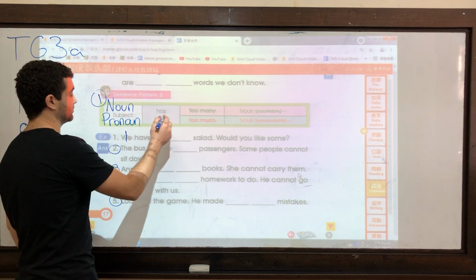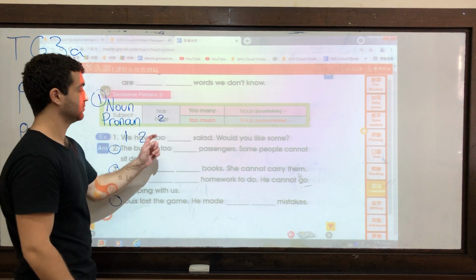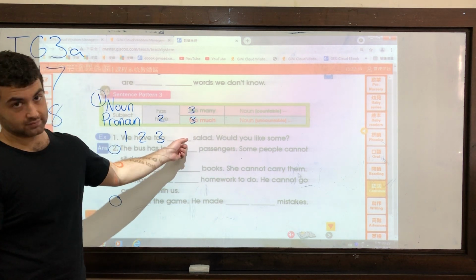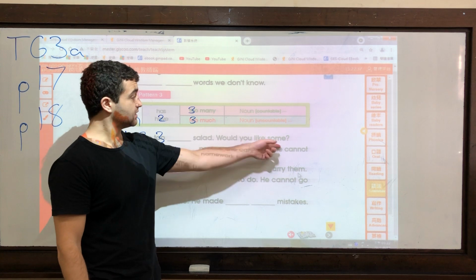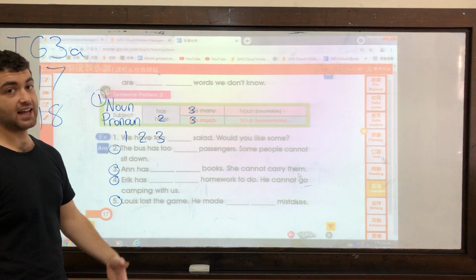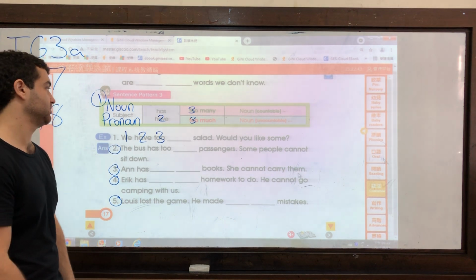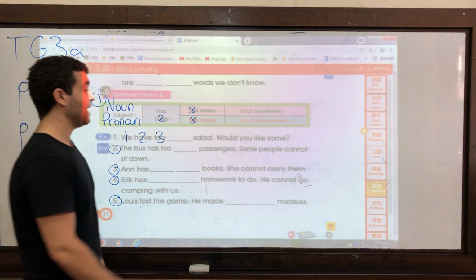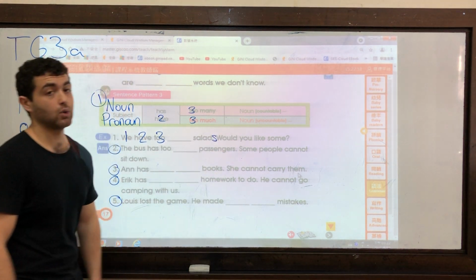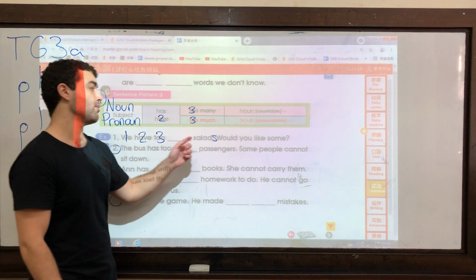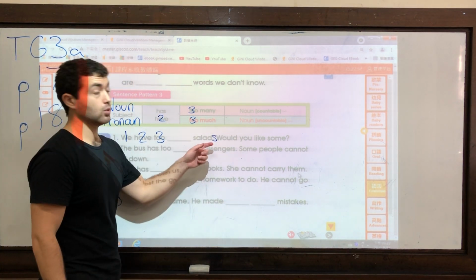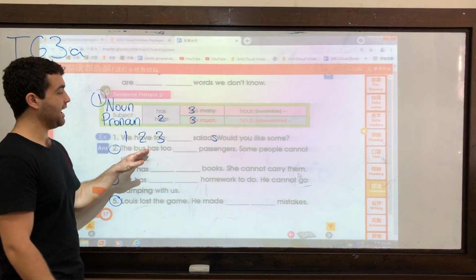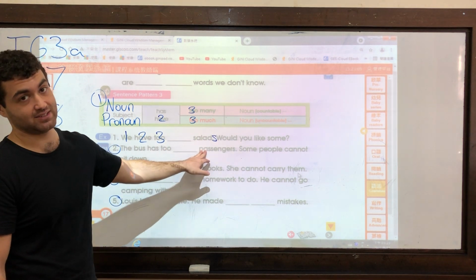We have 2 salad. Would you like some? So, is salad countable or uncountable? In this case, because it does not have an S, we're going to go with much. We have too much salad. If it was salads with an S, then it would be, we have too many salads.